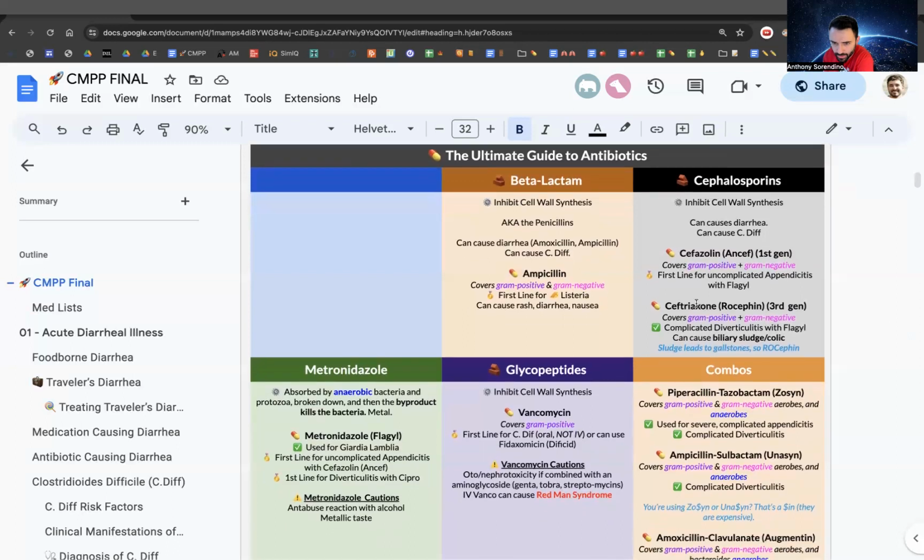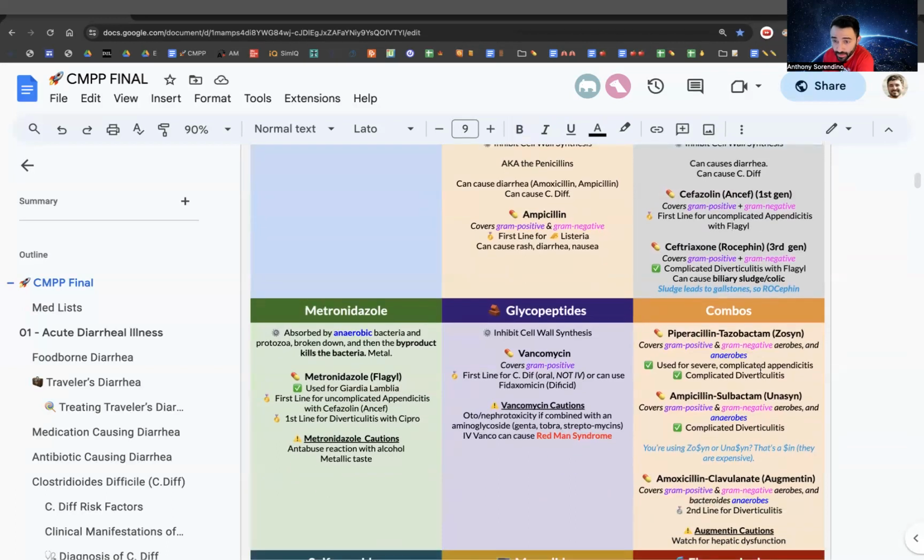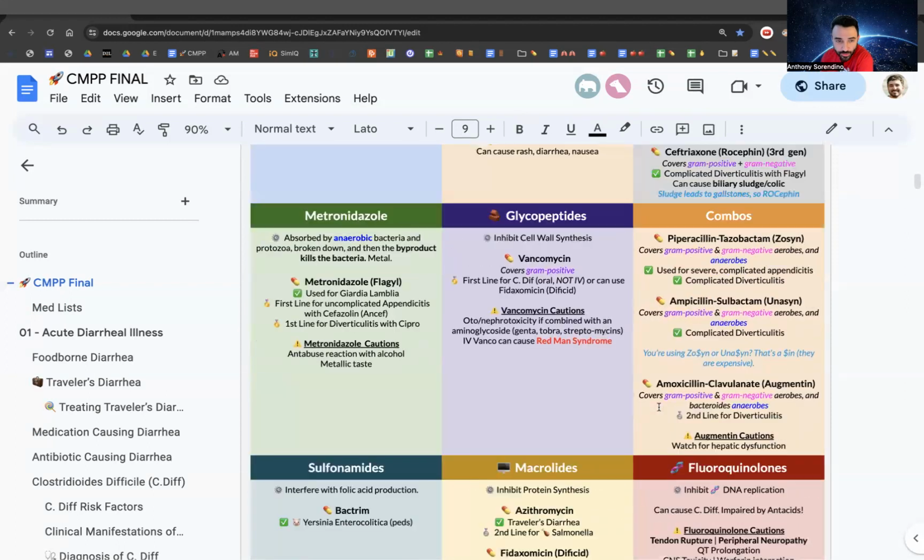We already talked about Ancef, first line for uncomplicated appendicitis with Flagyl, the flagon. I'm sorry, ceftriaxone, Rocephin, is for complicated diverticulitis with Flagyl. That's our ROC, flag, and eagle. And it can cause biliary sludge and colic. How I think of this is ROC for Rocephin is like a gallstone. Biliary sludge is a precursor to cholelithiasis. So that just works.